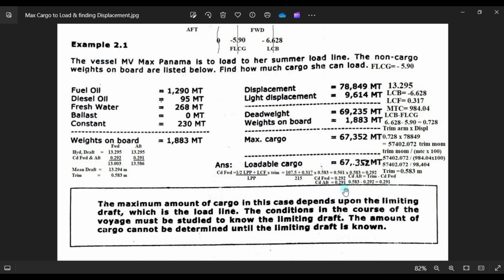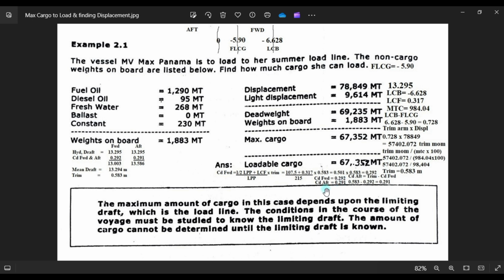By doing the calculation, the resultant will be 0.501 times your trim, which is 0.583, and your change of drop forward will be 0.292. So change of drop forward will be 0.292.